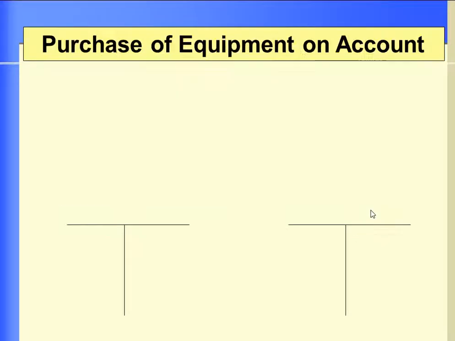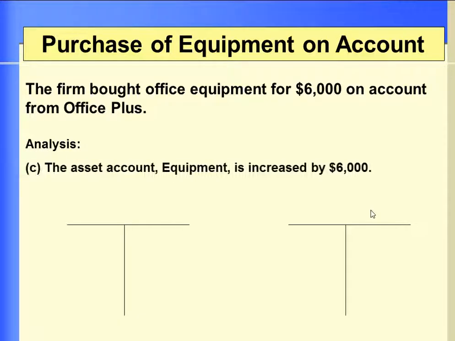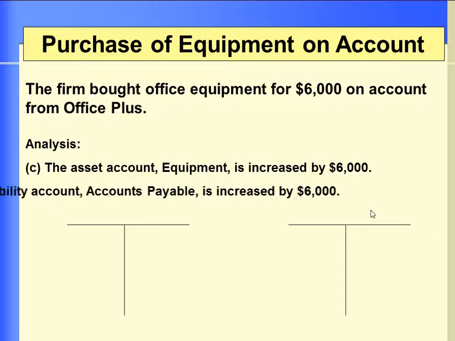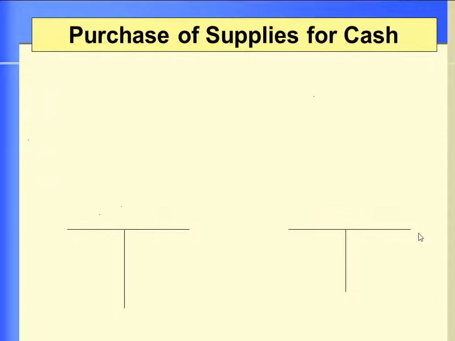So we purchase equipment on account. So basically, this is going to be the use of accounts payable. So we would increase the asset by $6,000 and increase the accounts payable by $6,000. See how we're both increasing something, but if we increase an asset, we're on the left side. Increase a liability, we're on the left side. I'm sorry, that was the right side.